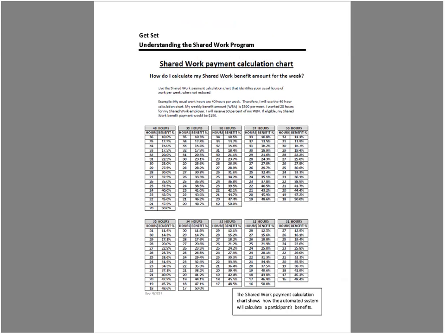This calculation chart explains how the automated system calculates participant benefit payments when they are eligible for shared work benefits. If in a particular week their hours are out of the shared work range, which is 20 to 36 hours for a 40-hour employee, their claim will be calculated using the earnings deduction chart.